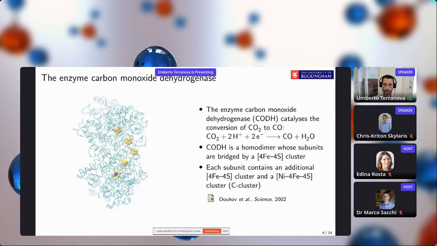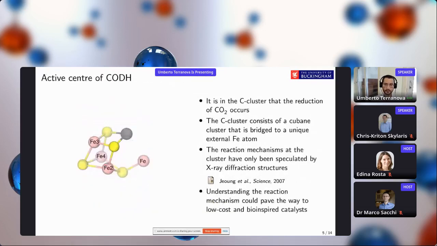These two iron sulfur clusters containing nickel are also known in the literature as C clusters. It is in the C cluster that the reduction of carbon dioxide occurs. The C cluster consists of a cubane cluster that is bridged to a peculiar and external iron atom.